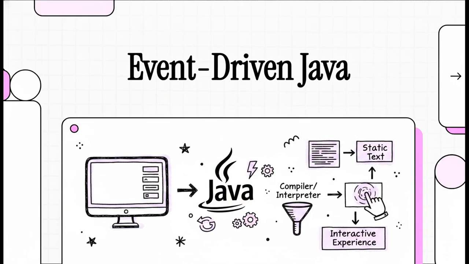Welcome to the Explainer. Today, we're going to completely demystify how Java applications transform from static, boring text into dynamic, interactive experiences. If you've ever wondered how the software you use actually knows what you want it to do, well, you're absolutely in the right place. Let's get right into it.